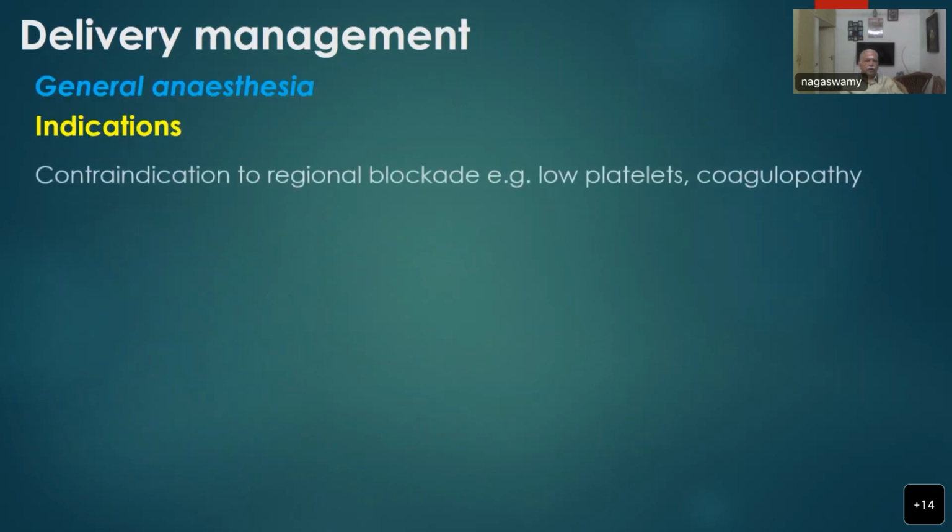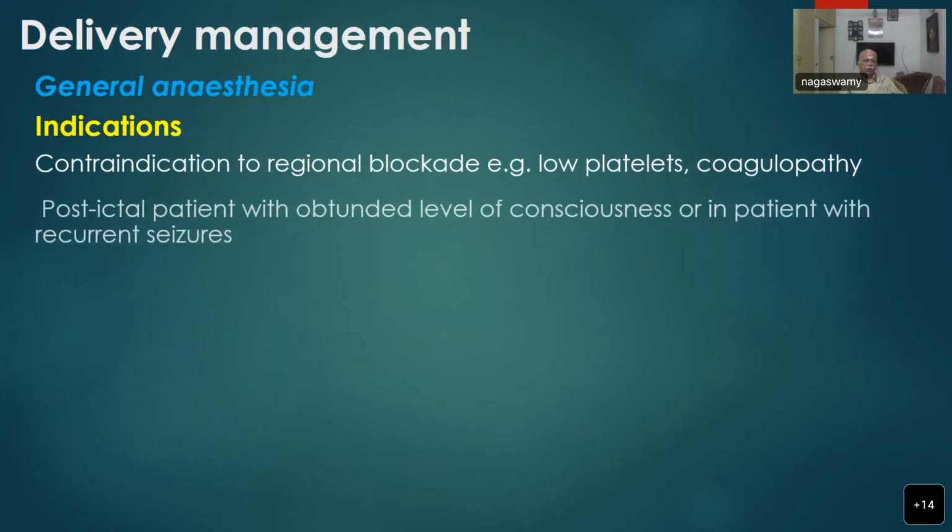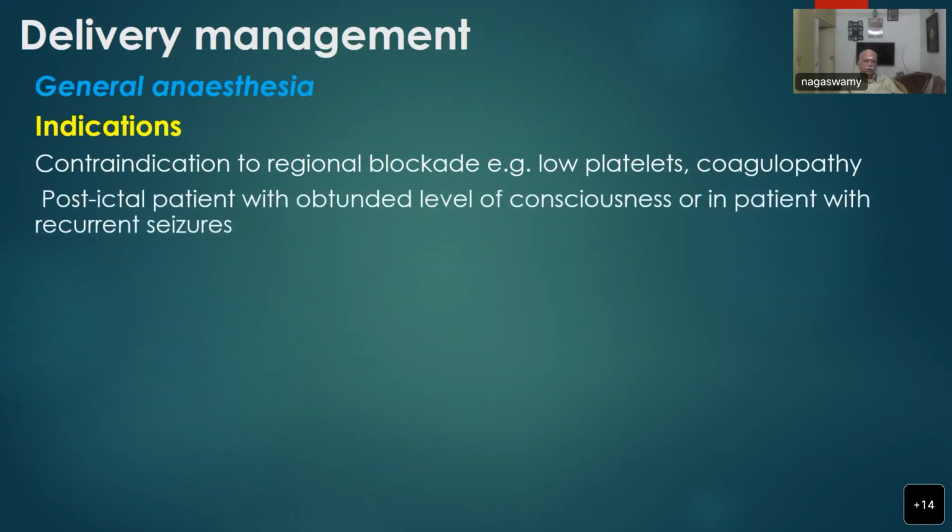Coming to general anesthesia, the indications are whenever there is a contraindication for regional, like coagulopathy or low platelets, or a patient in the post-ictal state, that is after the seizure, if their level of consciousness is obtunded, or a patient who is having repeated fits. Those patients are not fit for regional. But if there is only one episode of seizure and the patient is fully conscious and alert and you want to do an immediate emergency section, you can definitely give a subarachnoid block.